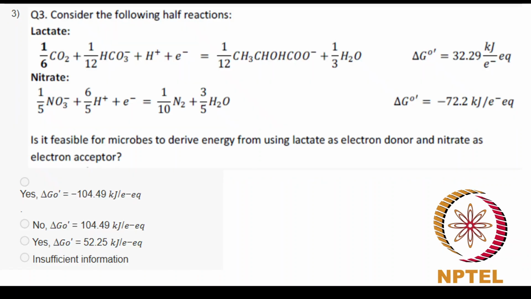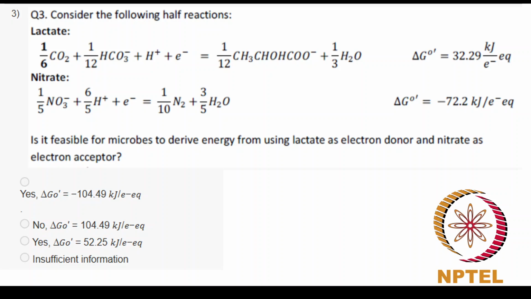The next question is, consider the following half reactions. The reactions are of lactate and nitrate. Is it feasible for microbes to derive energy from using lactate as electron donor and nitrate as electron acceptor? So these are the options. Please try to find out the answer of this question. We'll see how it is solved in the very next slide. So please take some time to absorb this question.